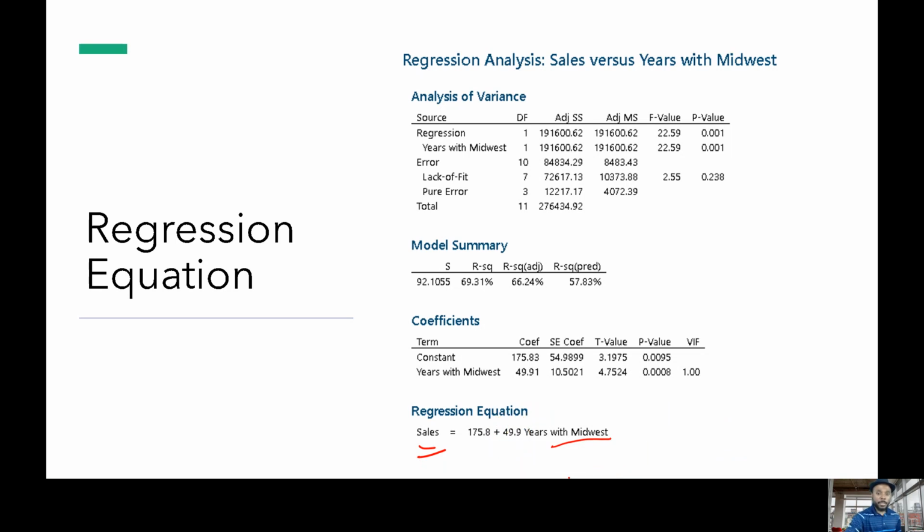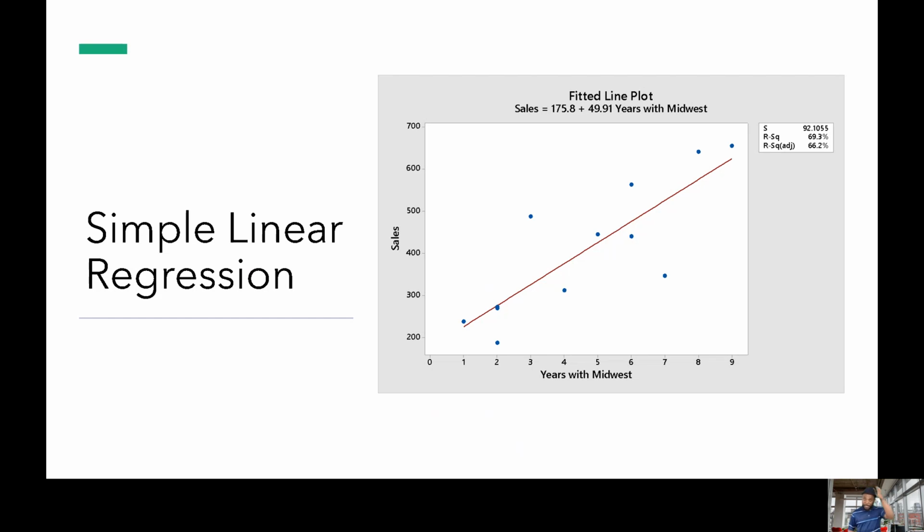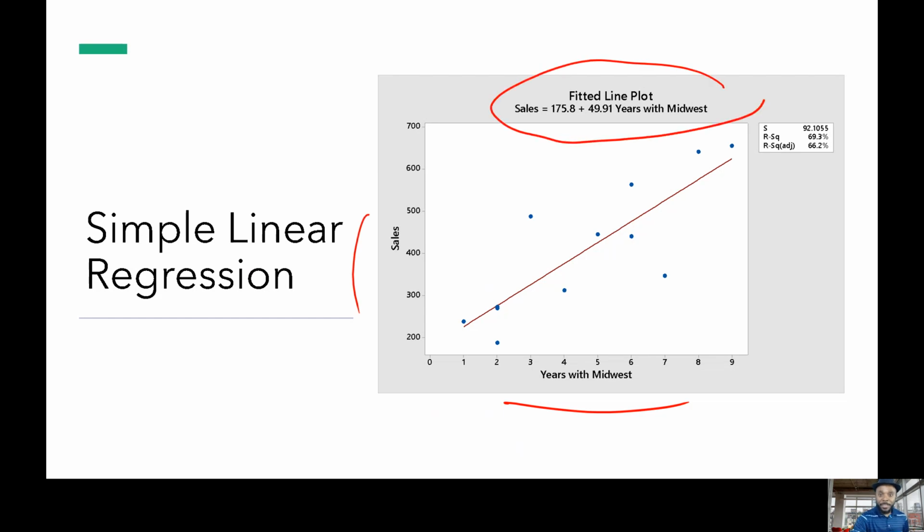So you get the picture. Finally, the fitted line plot shows us the regression equation on the scatter plot. We're trying to use years with Midwest to predict sales. And here is our fitted line, our regression equation. As we said, for every 1 year increase with Midwest, sales increase by 49.91.